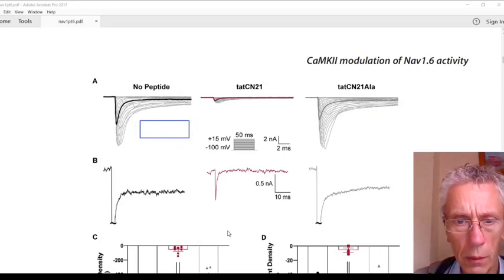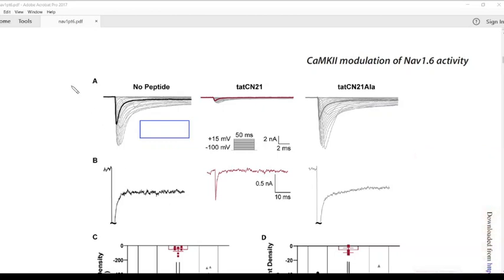So let me explain what's happening in these traces here. What we can see up here in A are current responses. So these are the currents recorded in the cerebellar Purkinje cells in response to these voltage steps here.